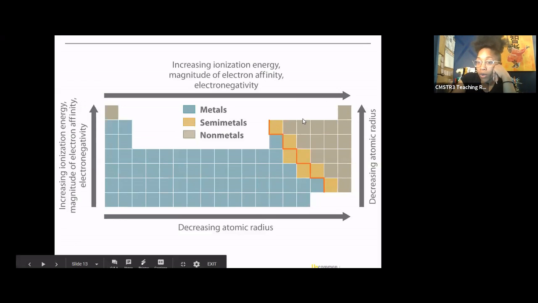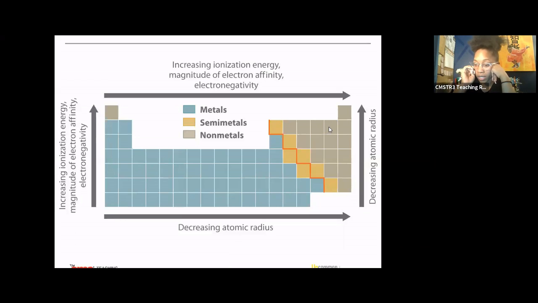However, elements that are higher on the periodic table and farther to the right, which are the smaller ones, have the highest electronegativities and ionization energy. I know this one's not labeled, but right where my mouse is is fluorine, which is the top of the halogens, so it's very far to the right, second to last column in the top row. Fluorine has the highest electronegativity of any of the elements on the periodic table.